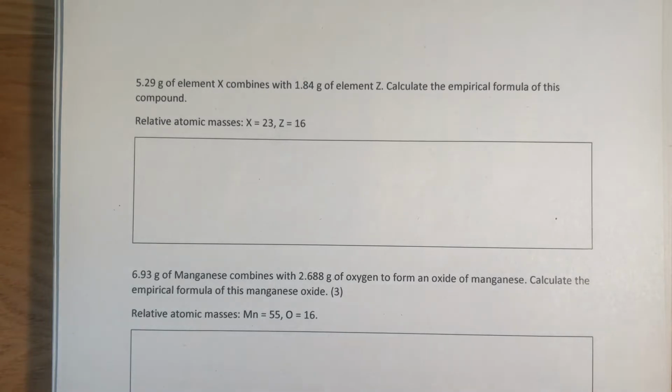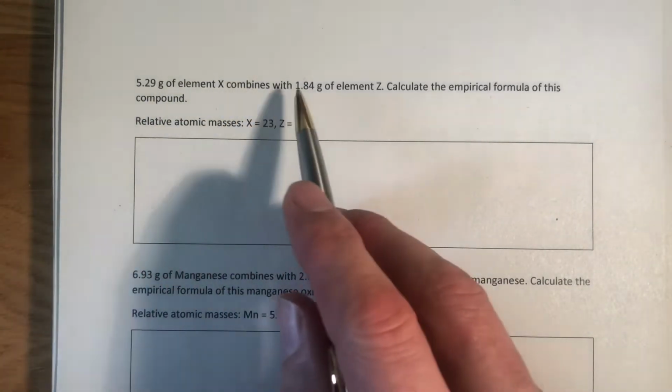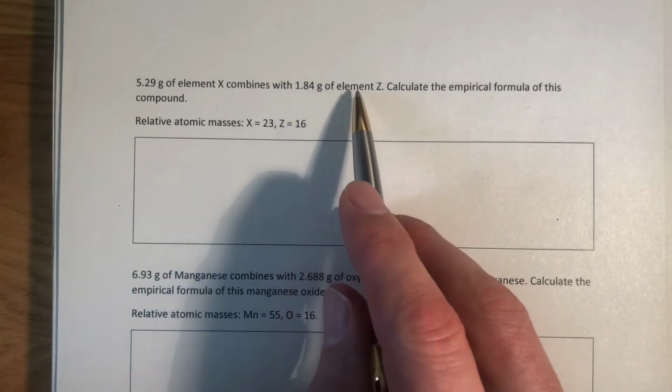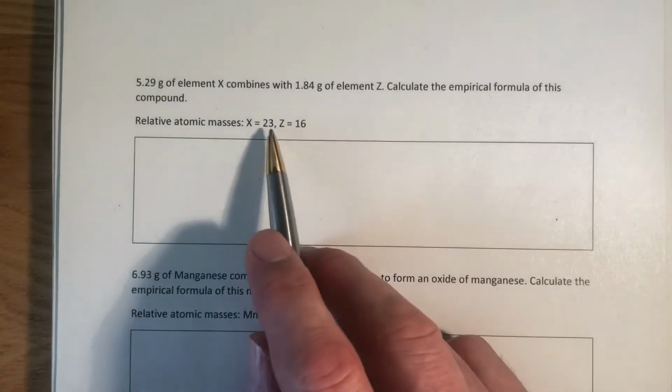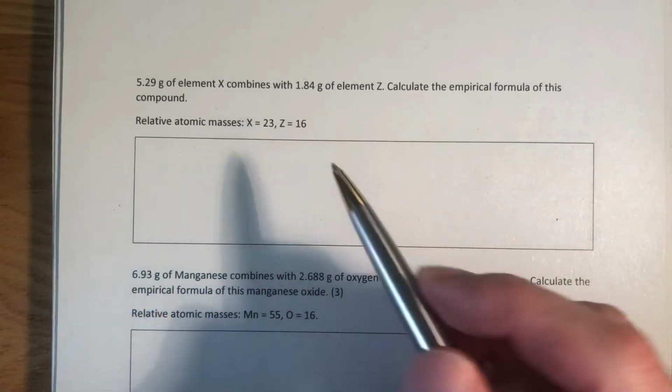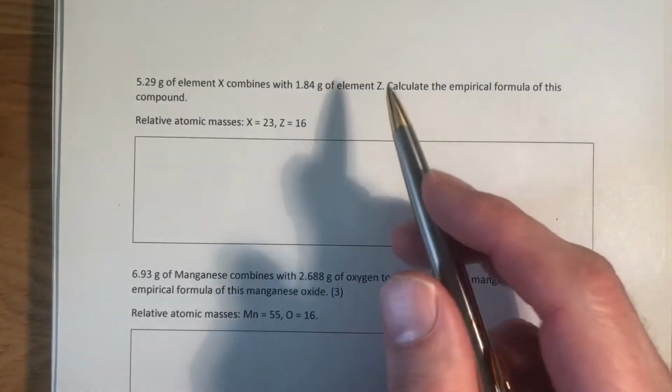Empirical formulae calculation here. 5.29 grams of element X combines with 1.84 grams of element Z. Calculate the empirical formula of this compound. And we've got some relative atomic masses here. Remember, empirical formula is the simplest ratio of one element to the other.